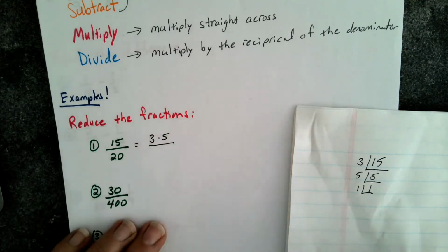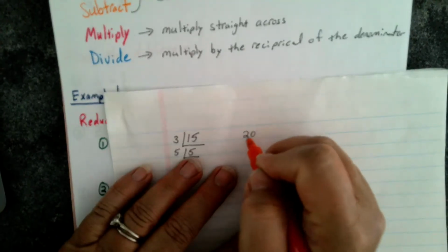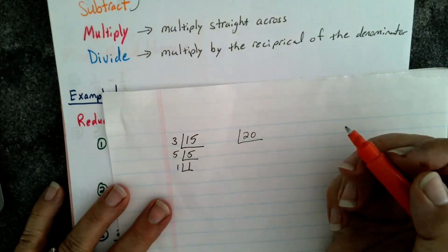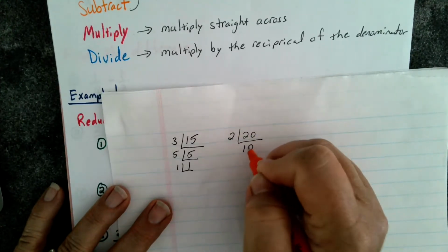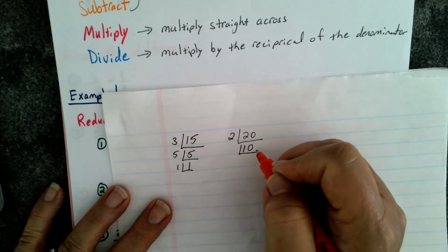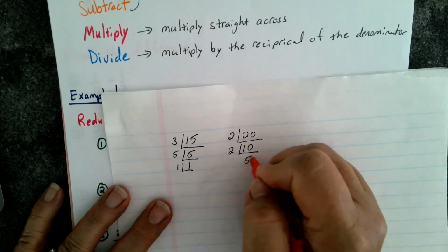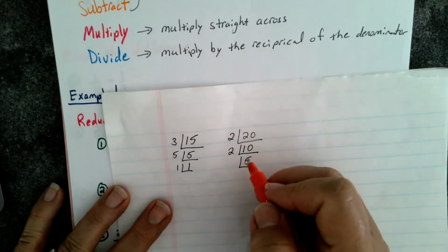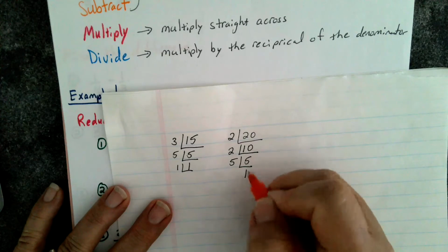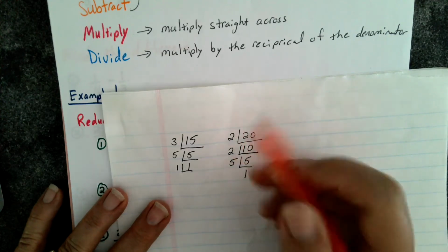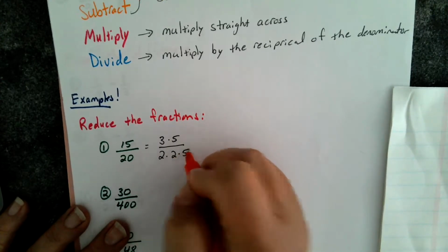And then I want to do the same thing with 20. So I'm going to take my 20. The smallest prime number that I can come up with that goes into 20 is 2. And 2 goes into 20 10 times. Smallest prime number that goes into 10 is 2. 2 goes into 10 5 times. Smallest prime number that goes into 5 is 5, and 5 goes into 5 one time. Once you get that one, you're done. So my prime factorization is 2 times 2 times 5 for 20.